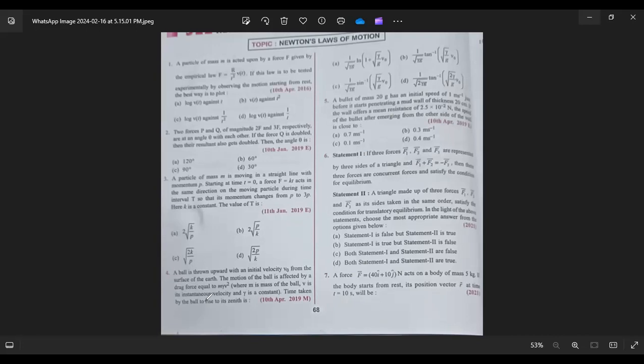You can read or take a screenshot of question number 4. A ball is thrown upward with an initial velocity v0 from the surface of earth. The motion of the ball is affected by a drag force equal to m gamma v square, where m is the mass of the ball, v is the instantaneous velocity, and gamma is a constant. The time taken by the ball to rise to its zenith is. These are the 4 options. Which is the right answer?